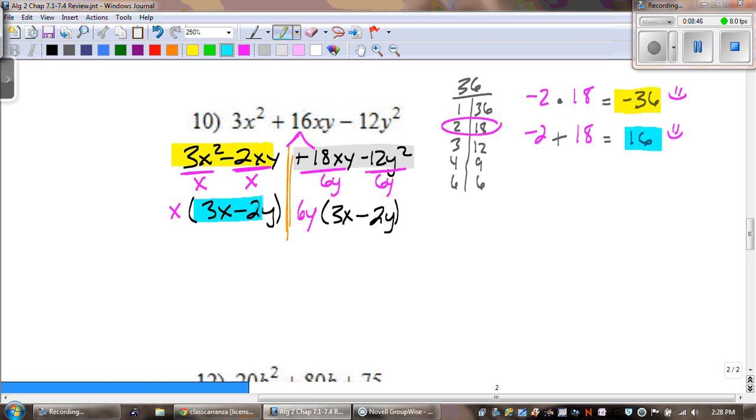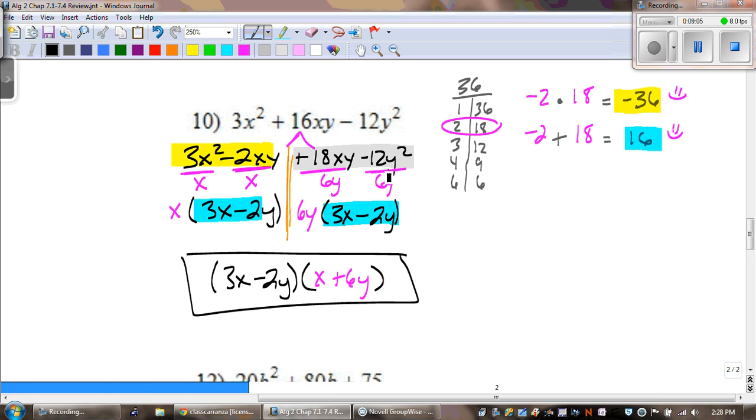And you always want to check, did I do it right? And we did. So our 2 binomials are the 3x minus 2y, which were the 2 that were matching, and then our GCFs, this x plus 6y. And that's our final answer.